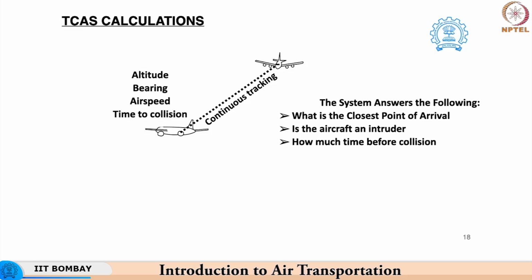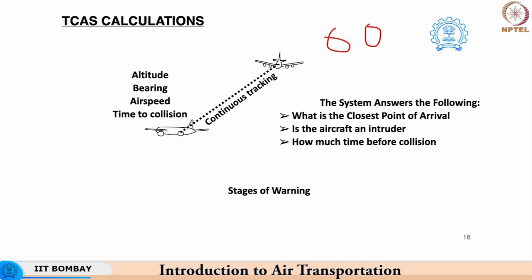When we talk about the closest point of arrival, the system tries to see what the minimum distance would be, and at what position the distance would be minimum between the two aircraft. The second question it asks is, is that aircraft an intruder? That means whether the aircraft would be intersecting with the route of the traffic aircraft when the CPA point is achieved. The third and most important question related to the TCAS system is, at what time will such a collision actually happen?